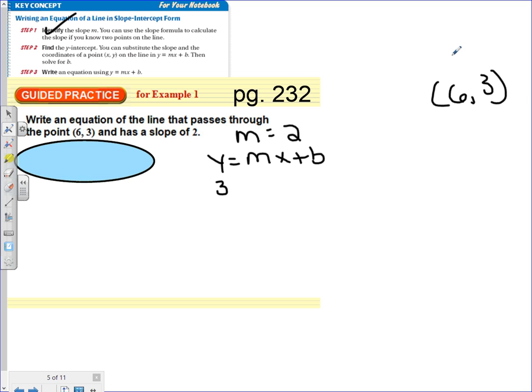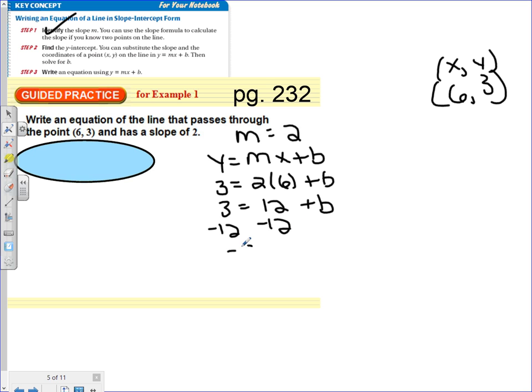Here's my coordinate point, right? This is x and y. I know my slope is 2. I know my x is 6. And I'm trying to find b. 2 times 6 is 12. How do I get 12 to the other side? I subtract it. Negative 9 is equal to b. So now I have the slope and the y-intercept. Step 3, y equals mx plus b. Y equals, my slope is 2x, and my y-intercept is negative 9. Those are my three steps completed.